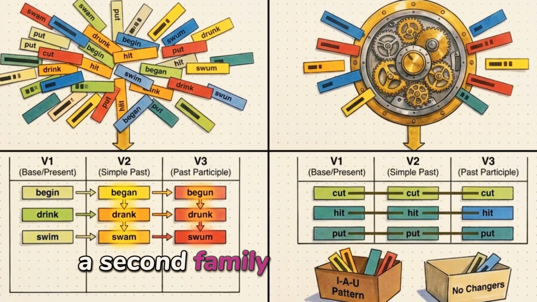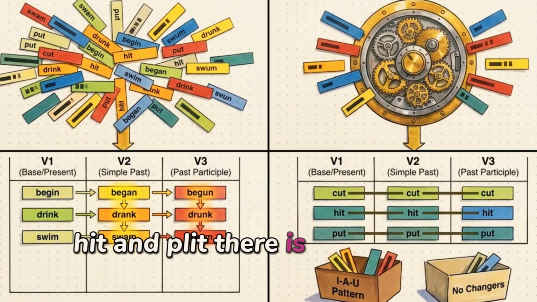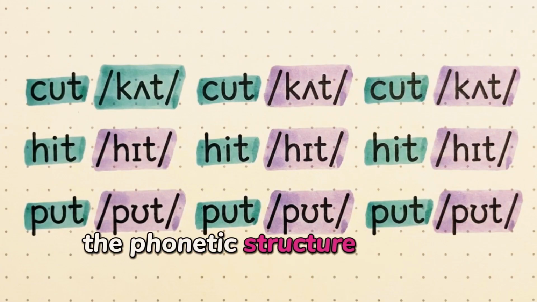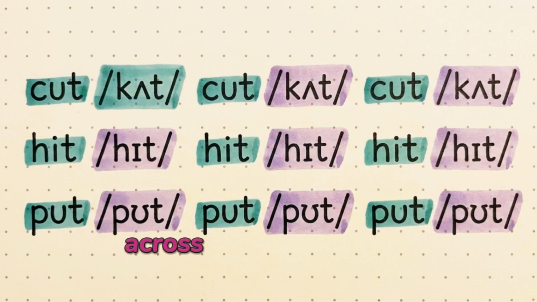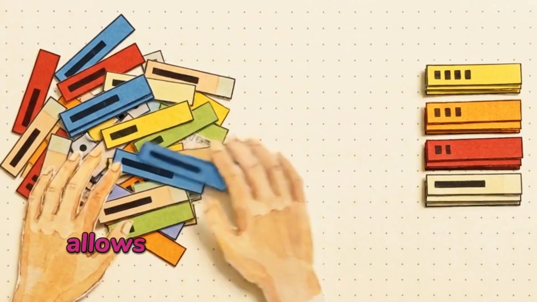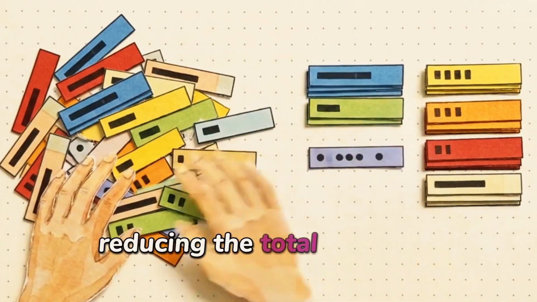A second family, the no-changers, is even simpler. In words like cut, hit, and put, there is no change at all. Regardless of the tense, the phonetic structure of these words remains identical across all three columns. Recognizing these two patterns allows you to categorize a quarter of the entire list, reducing the total volume of words that require individual attention.